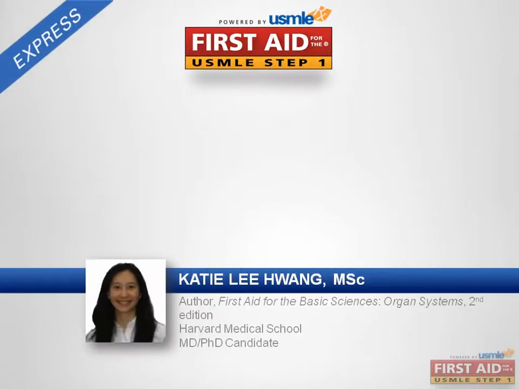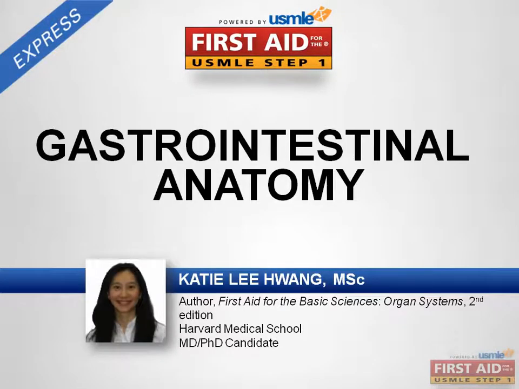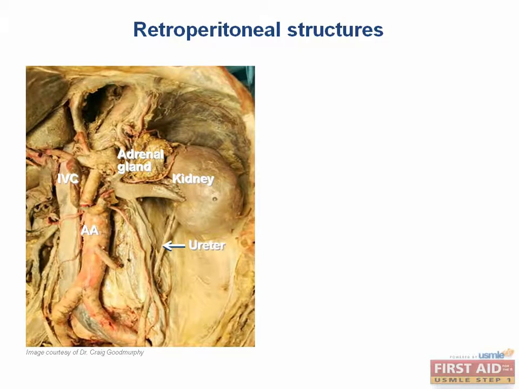Hi, and welcome back to the GI sections in which we're now going to go over anatomy. Let's first go over the retroperitoneal structures. What are the retroperitoneal structures? Well, they are all the different structures located in the retroperitoneal space, or the space in the abdomen behind the peritoneum. The retroperitoneal structures can be remembered by the mnemonic SAD pucker.